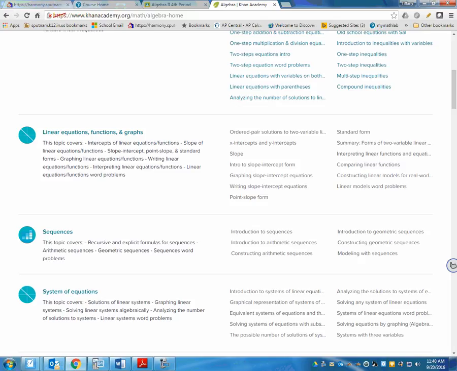But look at x and y-intercepts. So maybe you're like, I'm not good at x and y-intercepts. You can click on that. Slope-intercept form, graphing slope equations, writing slope-intercept equations, point-slope form, standard form. All of those are things that we did in this chapter. So if any of those are things that you're like, I need some more practice with standard form, I need some more practice with like 16 and 17, writing those equations, that's what you'd want to click on.